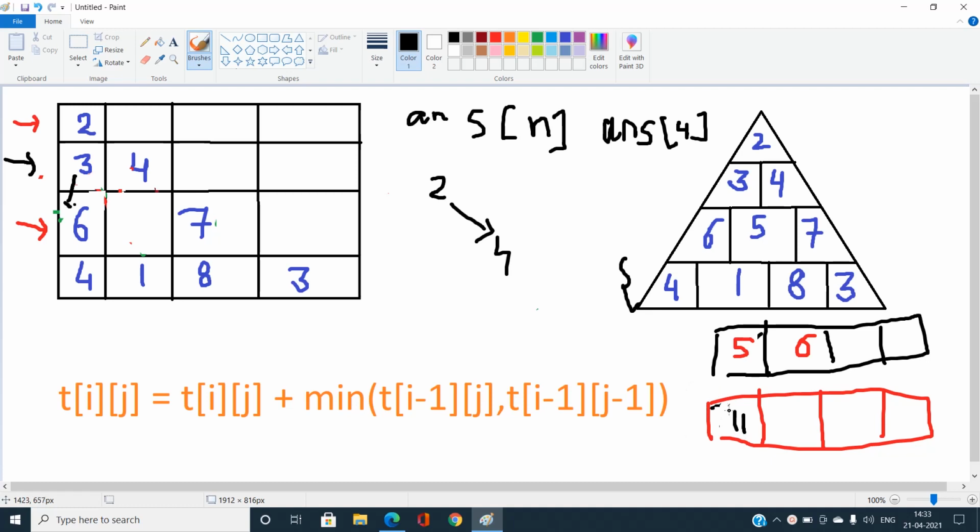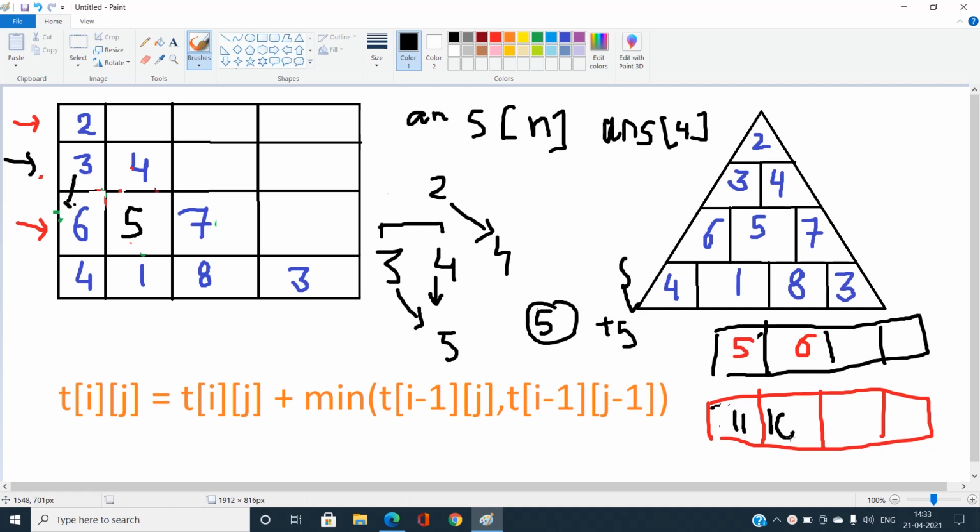And what is the minimum cost for coming to this cell here? I think I've just messed it up. What is the minimum cost for coming to this 5? Either you go from 3 to this 5, or you go from this 4 to this 5. So the minimum would be the minimum of the cells with values 3 and 4, that is the minimum of 5 and 6, which is 5, and the cost of this current cell is 5, so it should be 10.